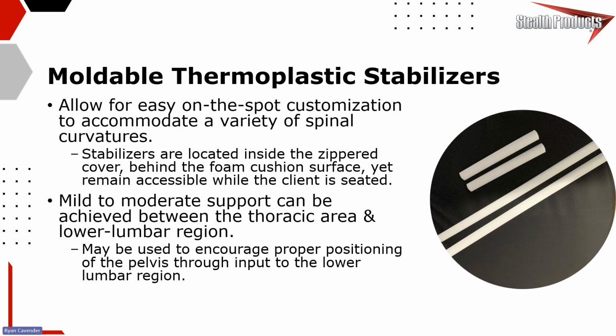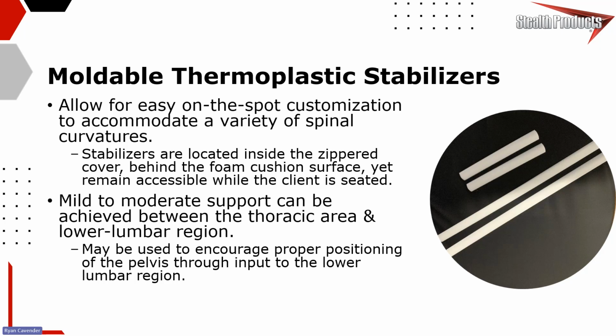Now, each TFB Flex back is going to include a moldable thermoplastic rigidizer. I know that's a mouthful, but it's a plastic strip you insert or remove from the backrest. They allow us to have a variable accommodation for spinal curves, anywhere from the thoracic region down into the lumbar region. These stabilizers are located inside of the zippered cover, behind the foam. They're placed in some little sleeves that are sewn into the cover.